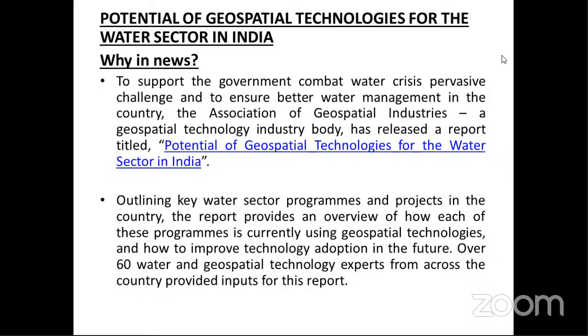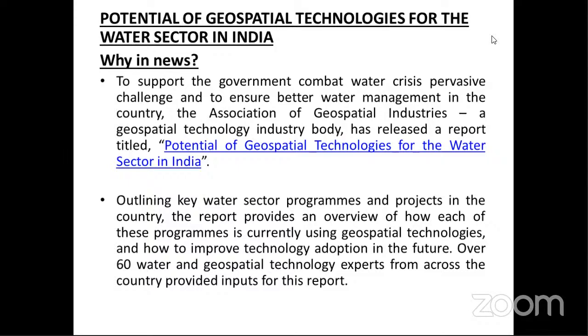Now, the water crisis. This is called the potential of geospatial technologies for the water sector in India. Actually, this is the name of the report: Potential of Geospatial Technology for the Water Sector in India. In the prelims exam, they can ask you which of the following industries or organizations recently published this report. So why was it in the news?